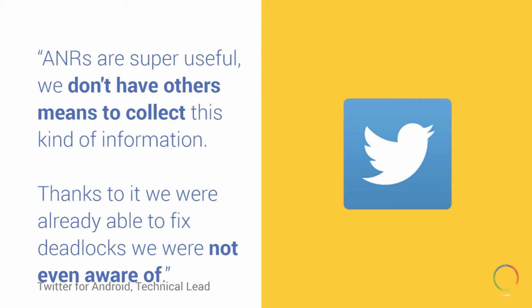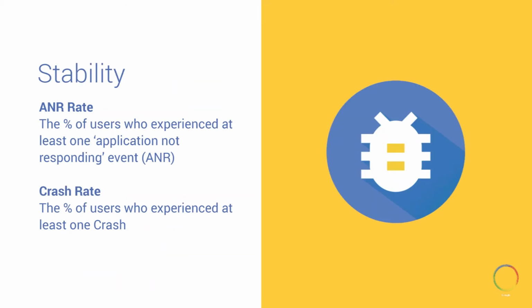When we showed this to the engineers at Twitter as part of our early access program, they told us that this was extremely useful because they had never seen these crashes before. They had no idea that they were happening, and they were able to fix several bugs that they hadn't previously known about. So that's the stability section of Android Vitals, the ANR rate and the crash rate.